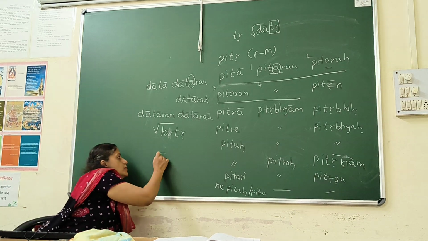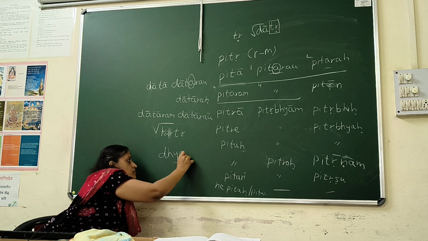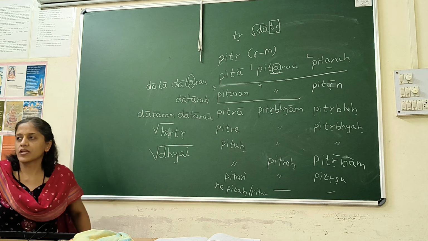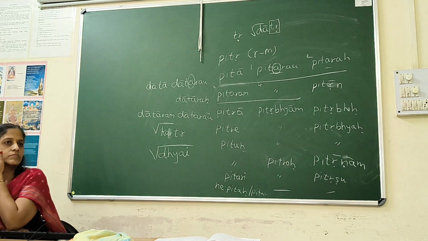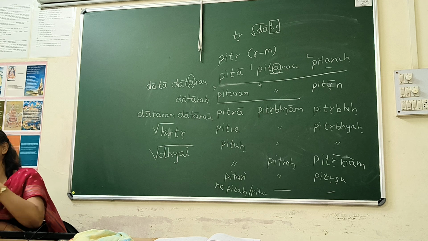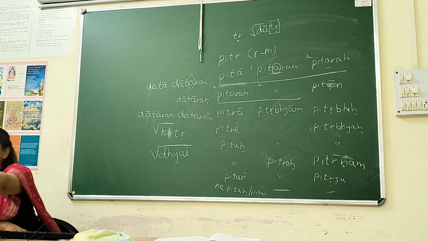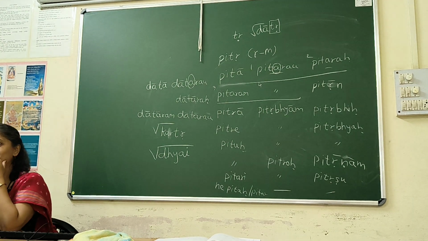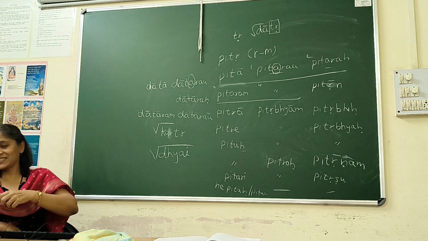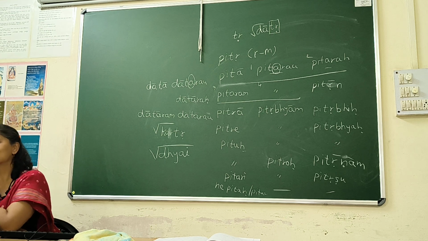Have you ever heard this verb? Have you come across this verb anytime? Dhyai. You are not able to see if I write down because of the height of the desktop. Yes, yes. Dhyai is to meditate.